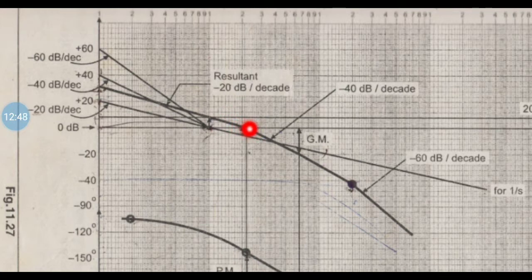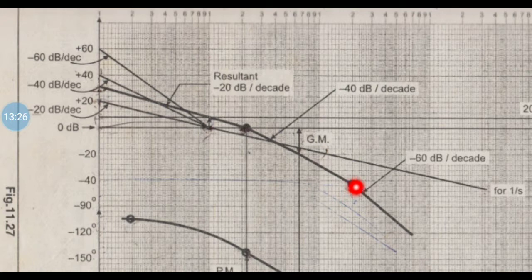Then here the slope will change. From here to here it is minus 40 dB per decade. So at this point you take a line parallel to 40 dB. See, you can see the faint line of 40 dB. Extend it below this intersection point, and whatever is the 40 dB slope, draw parallel to this from omega c1 equal to 2 till omega c2 equal to 20. So this is at omega c2 equal to 20.